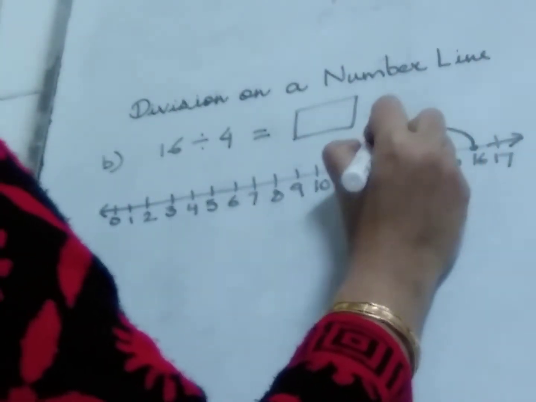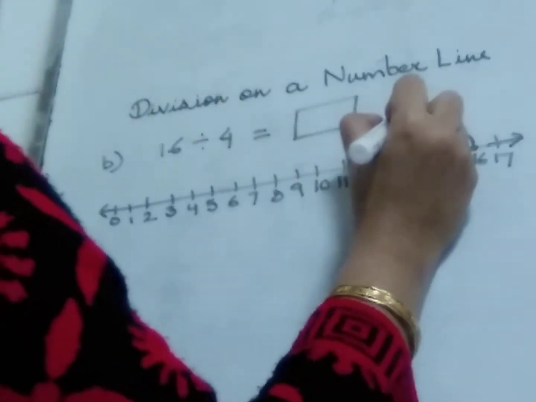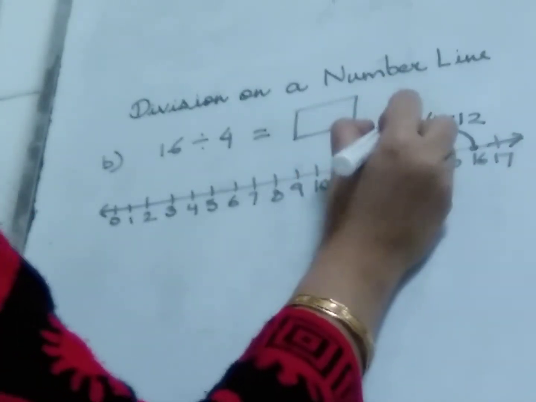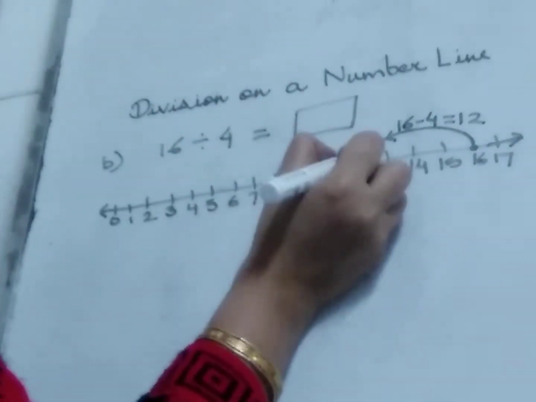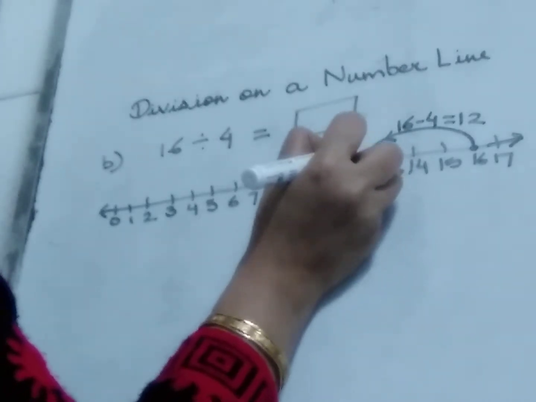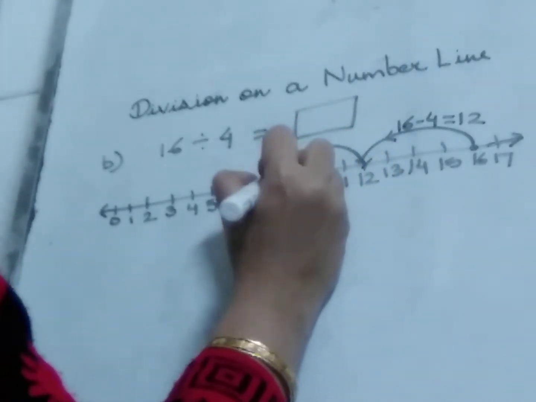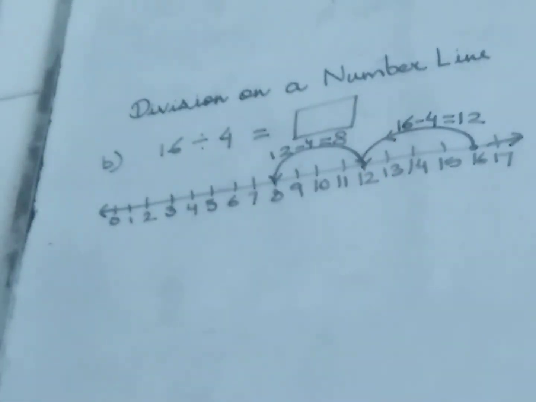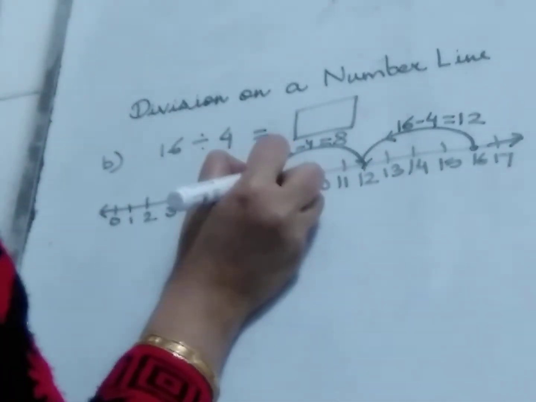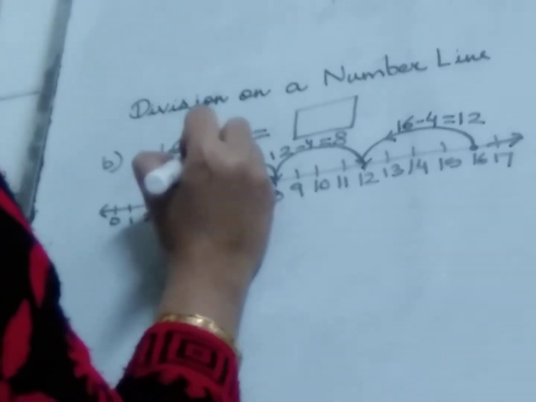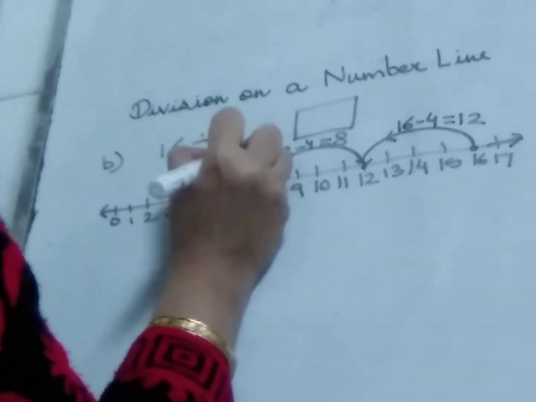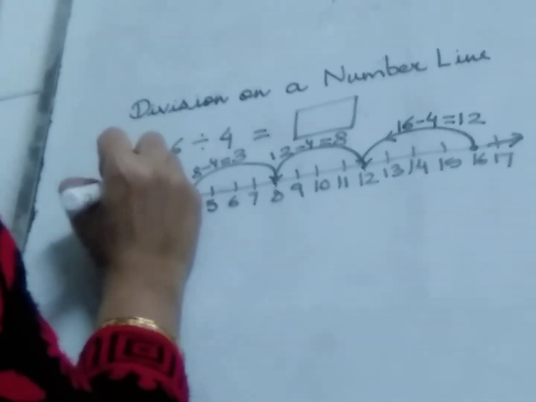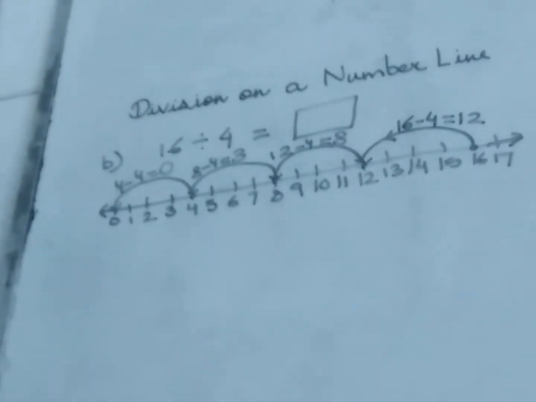16 minus 4 you get 12. So stop here at the 12. This is your first step. Again 12 minus 4 gives you 8. This is your second step. 8 minus 4 gives you 4. This is your third step. And 4 minus 4 gives you 0. This is your fourth step.